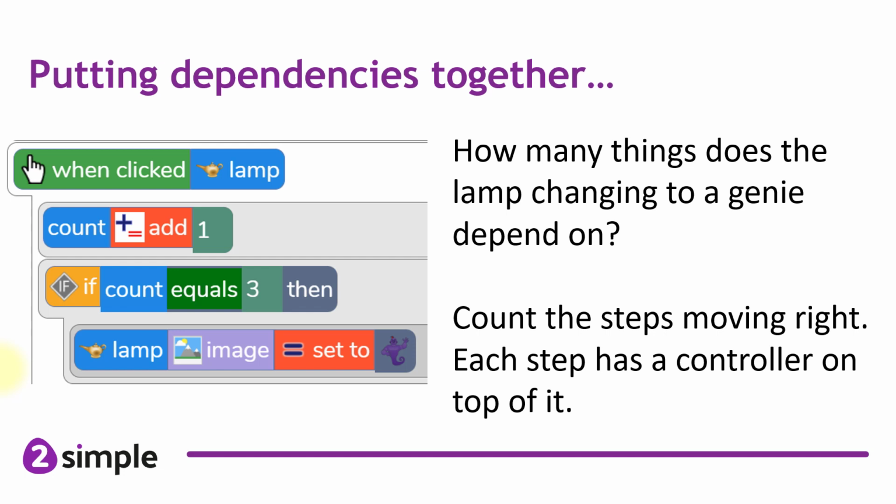These often come together in activities like Genie, which happen around year 4. And it can get a little bit tricky here, particularly if children are not confident with the idea of dependency through the work that they've done already on when clicked, ifs and timers and so on.